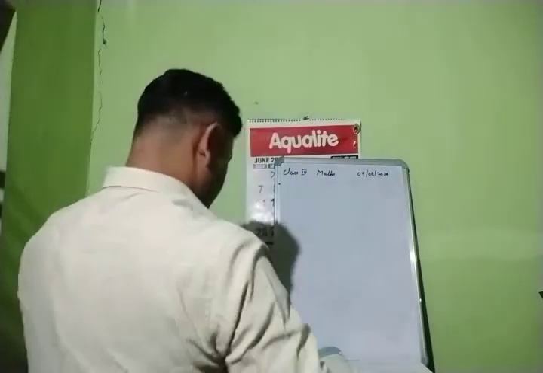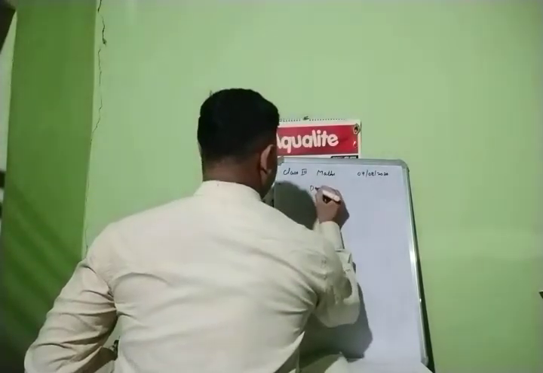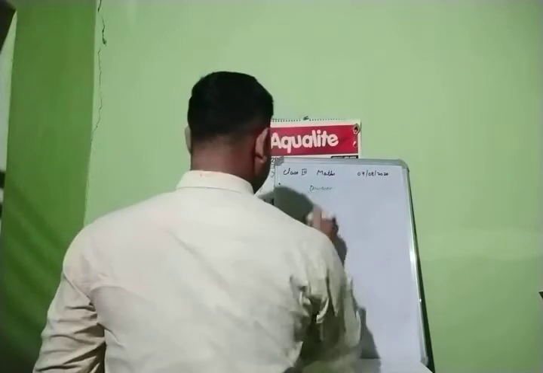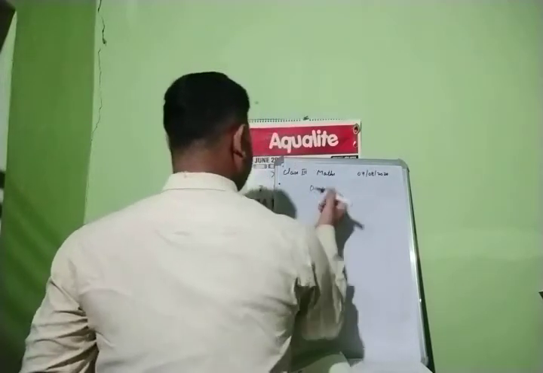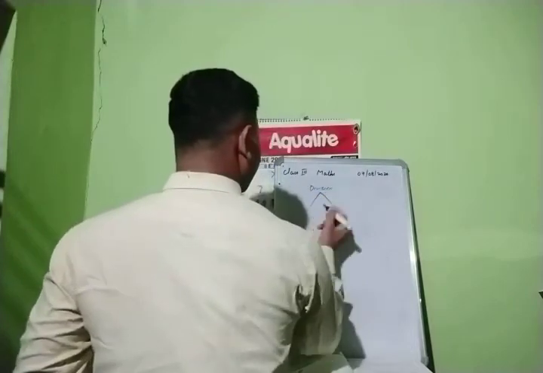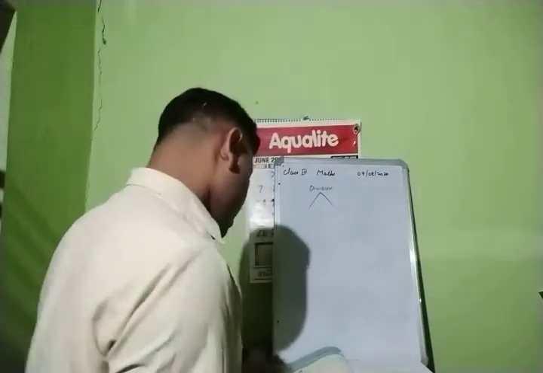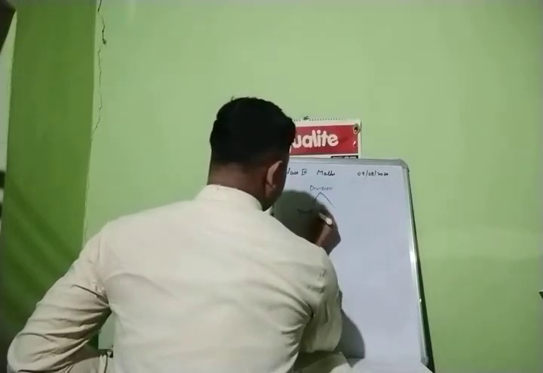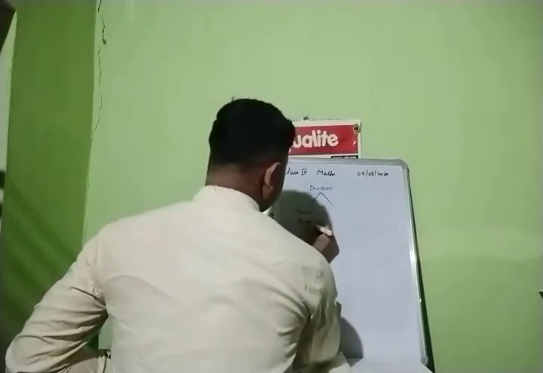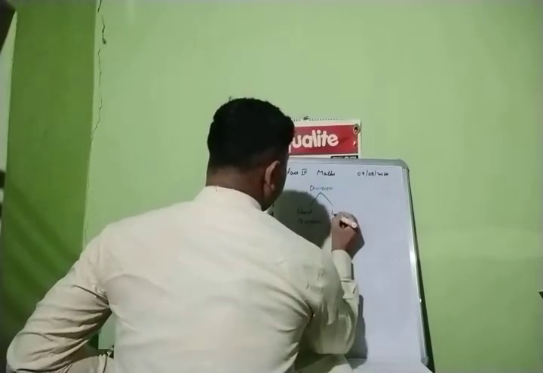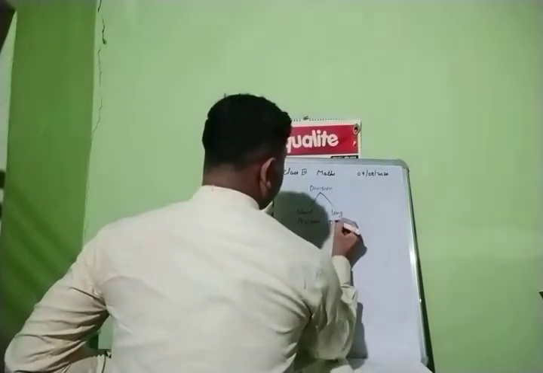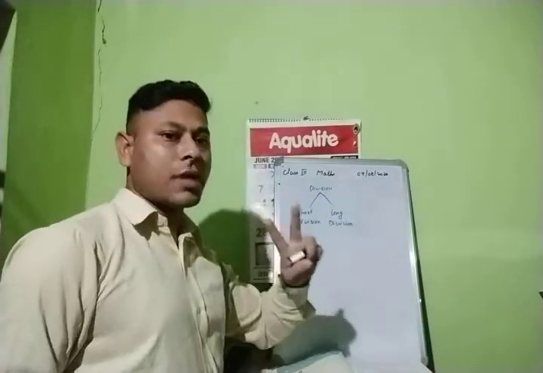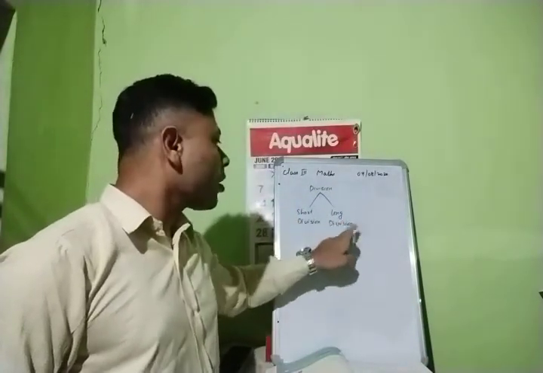Alright. Now division. Division is of two types. One is short division and the other is long division. Alright. Division is of how many types? Two types. One is short division and the other is long division.